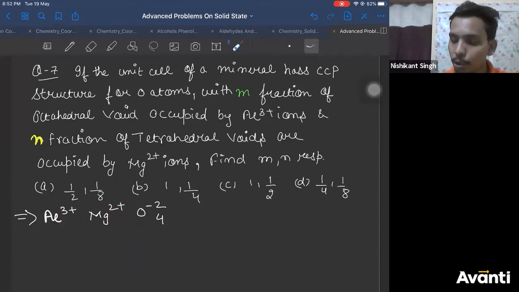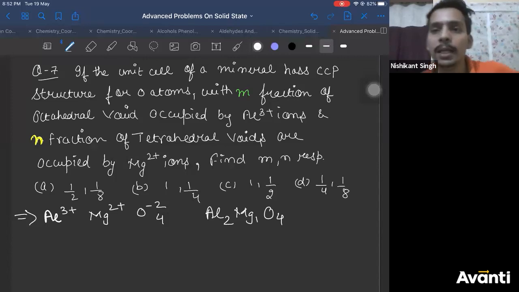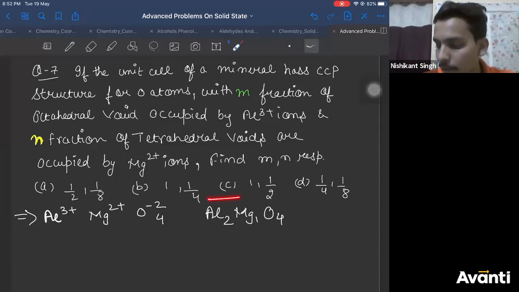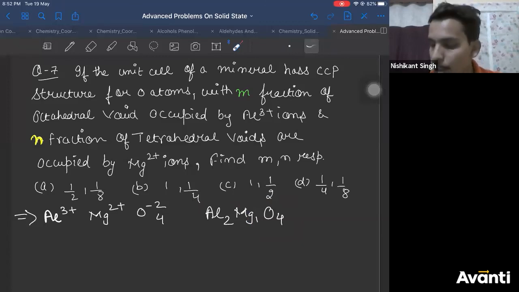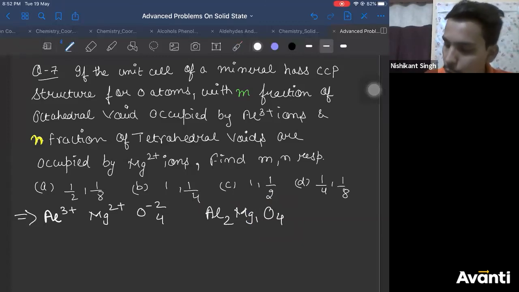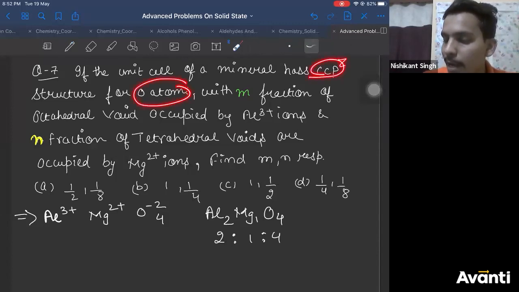So if I take the stoichiometry or the atoms to be Al2, Mg1 and O4, then my total positive charge becomes equal to total negative charge. Now I know how many atoms are present; the ratio is 2:1:4. Oxide is present in CCP. Oxygen is present in CCP. What is the Z value of CCP? 4. So that is what is given, 4.